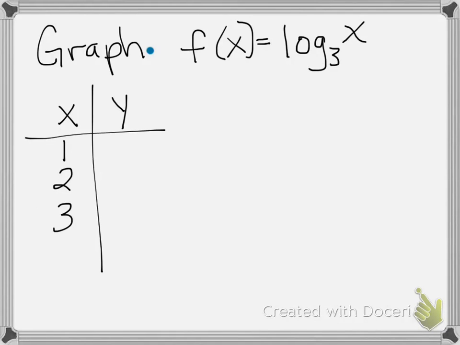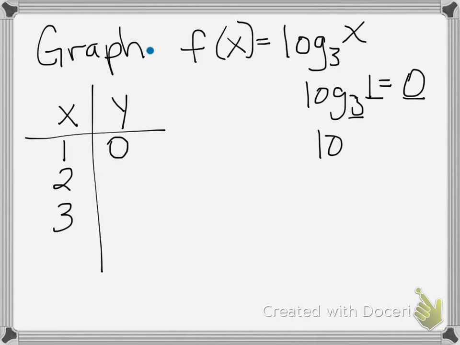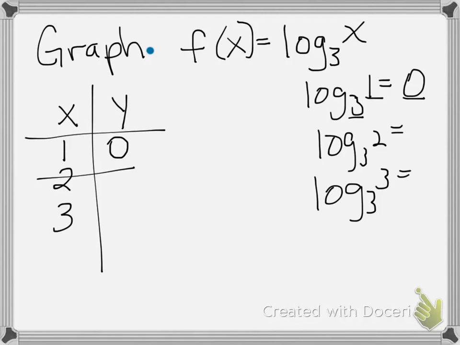1, 2, and 3. So when x is 1, that would be log base 3 of 1. And we actually have done this before. It's going to be 0 because 3 to the 0 power would equal 1. If I do 2, that would be log base 3 of 2. This one's not going to work out so well, so that was a bad choice. Let's try 3. Log base 3 of 3 is going to be 1 because 3 to the first power equals 3. So for 3 I have 1.